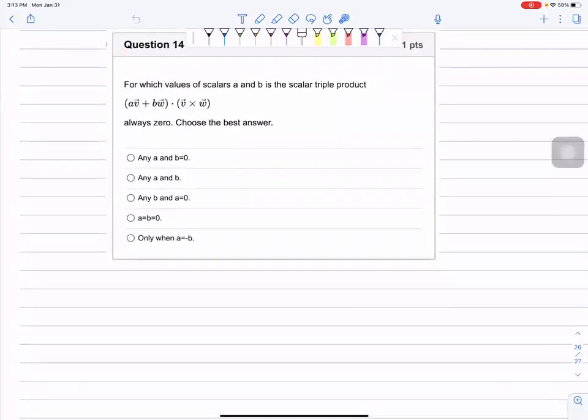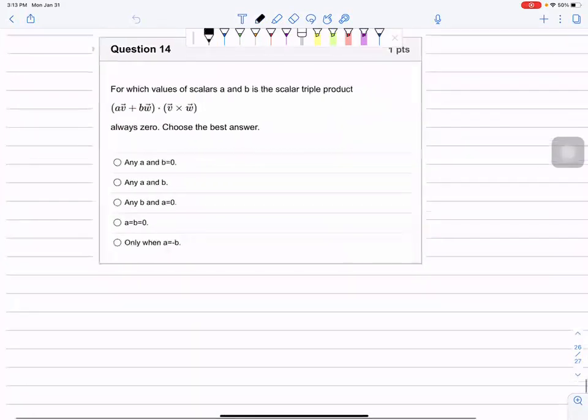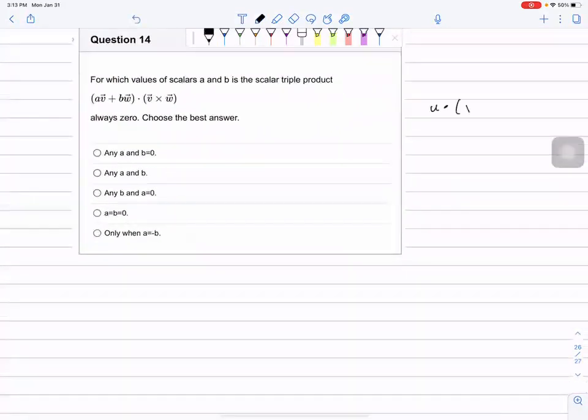For which values of scalars A and B is the triple scalar product always 0? Last week we learned how to do it the long way: you do the cross product first and then dot product it. This week we learned there's an easier way. You can just do the determinant of U, V, W. You write each vector as a column.